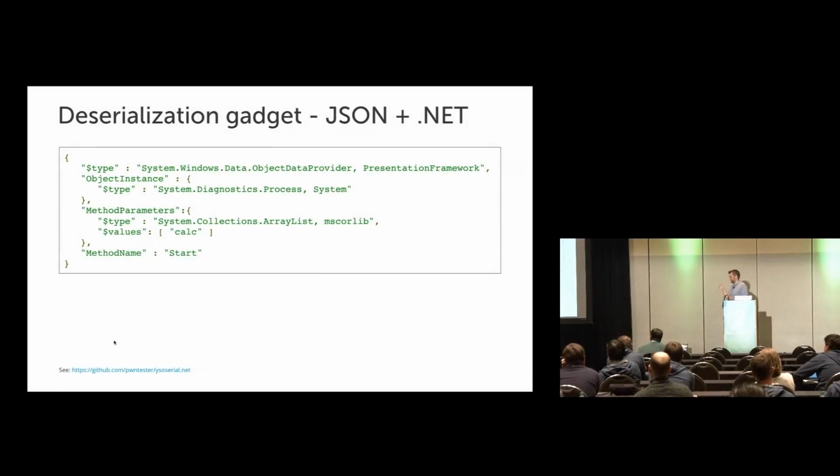So this is one example from .NET, from the presentation framework. In this case, you can see the $type, and we're creating an object data provider. Within this object data provider, we're creating a process, and we're taking this process and adding some parameters to a method, and then we're invoking that method. So usually we have to chain a few objects to get where we want to be, because of course, as an attacker, we want to be able to run code on the server.